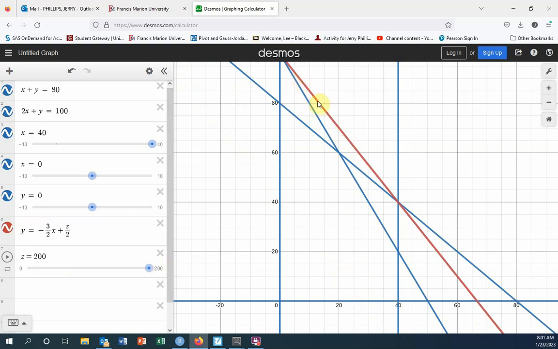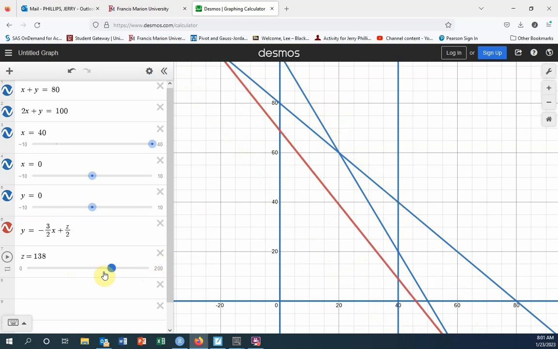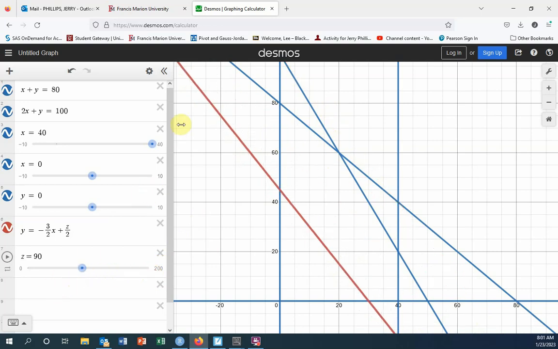But notice none of the red line is inside our feasibility region, so I can't use any of these xy pairs. So what we're wanting to do when we're optimizing by graphing is slide our profits as high as we can while still having some part of our red line, our ISO profit line, touching a feasible point. We like to push it as far as we can, but still have a feasible point where the red line is sharing that point, is intersecting that point.